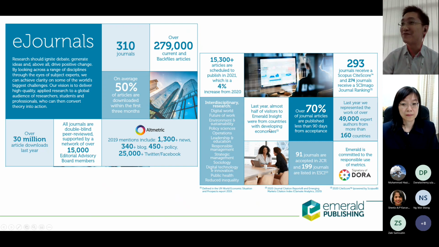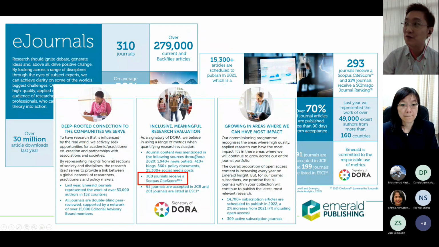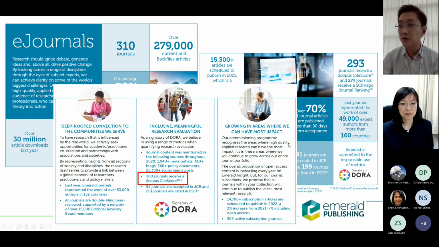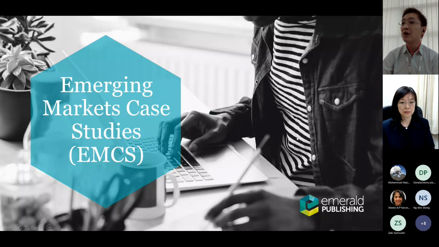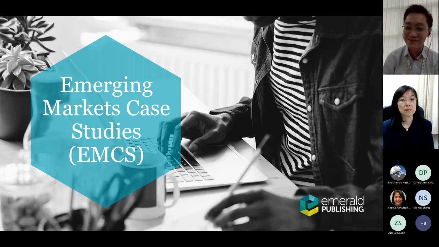As I was saying, Emerald has over 300 journals. In 2020, we had 293 in Scopus, and now 300 out of 309 of our journals are indexed in Scopus. Hopefully this will give you confidence to use Emerald resources, and also to consider publishing in Emerald journals. You can rewatch the previous webinars from me and from Dr. Gary and Dr. Jason.